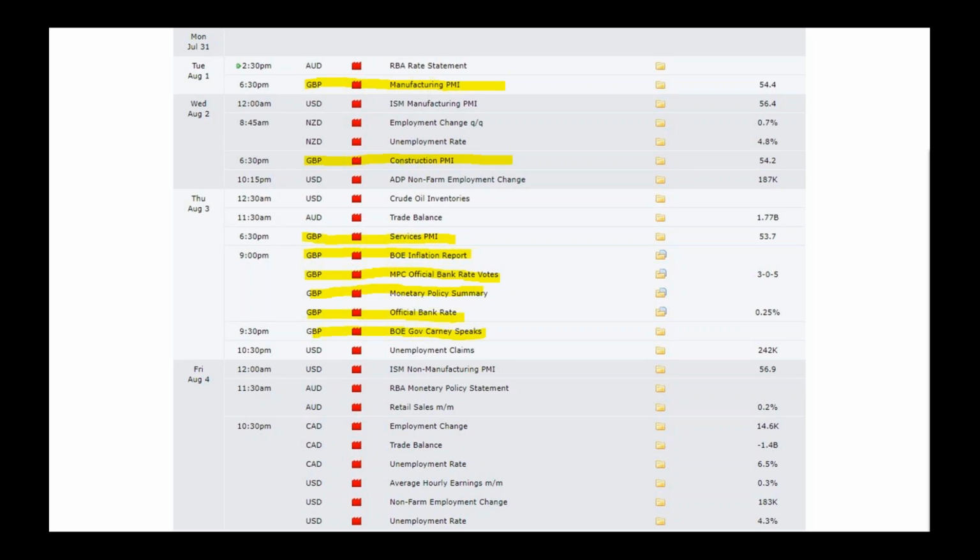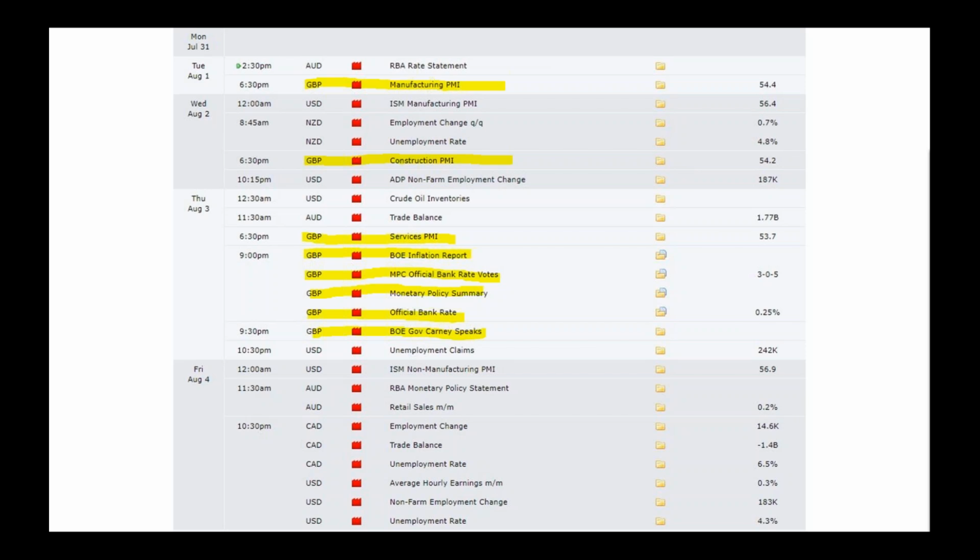If you recall, last time they didn't increase the rates, but the vote from the officials that make the decision was the closest it had been in a long time, and consequently we saw the GBPUSD jump about 100 pips purely because the officials making the decision were not unanimous. So the vote becomes important, and of course the monetary policy summary or statement. Look out for that, as well as the services PMI and the inflation report.